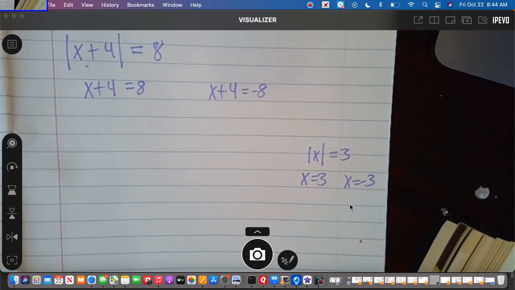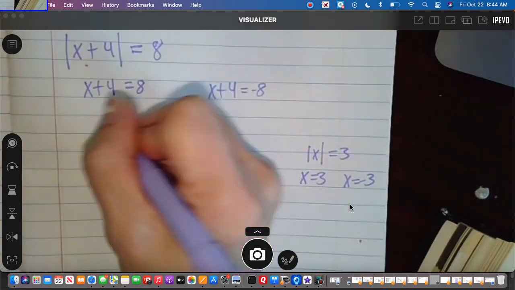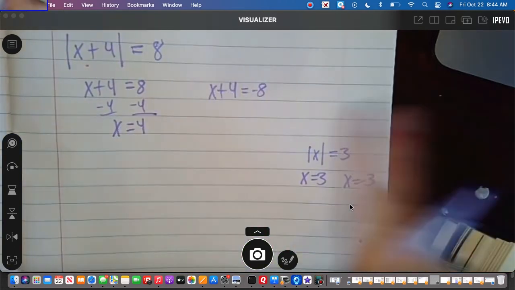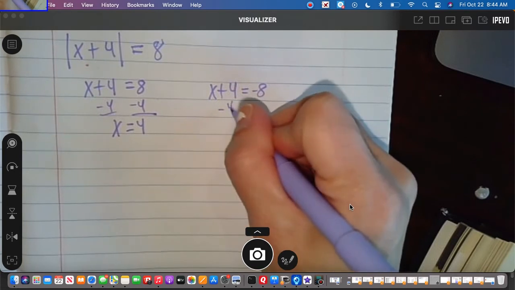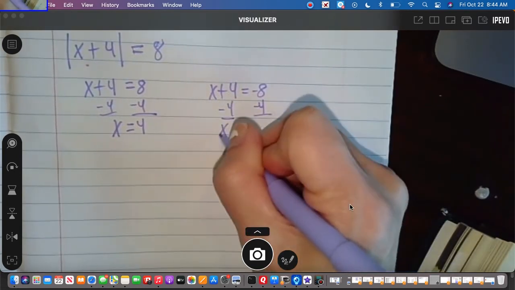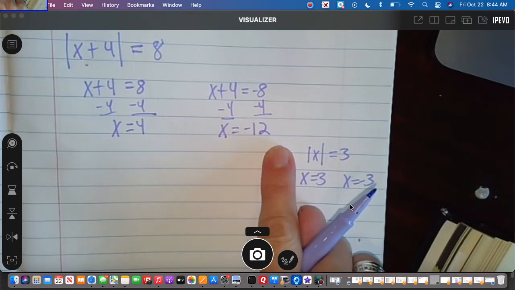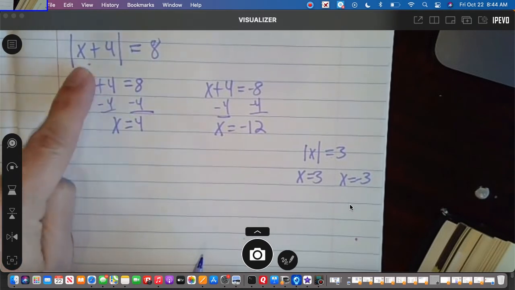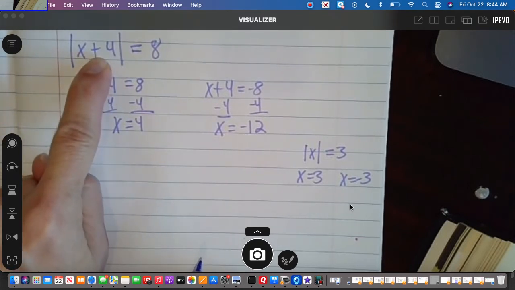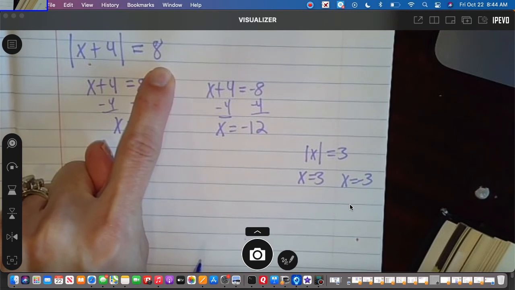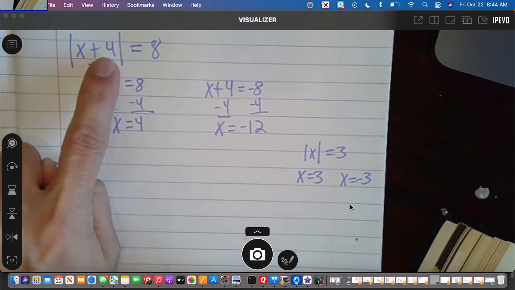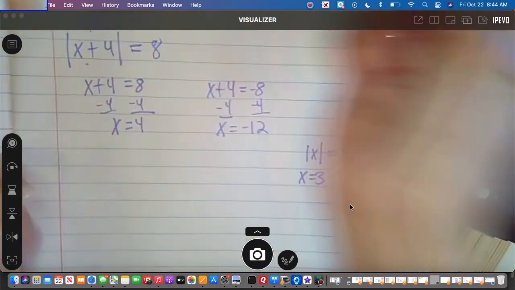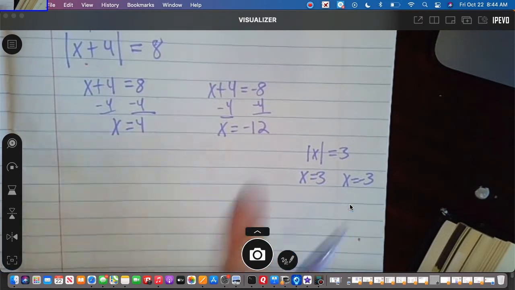Now let's solve, okay? How would I solve this one? Subtract 4. So x equals 4. On this one, what do I do? Subtract 4. So x equals negative 12. And I promise you, if you plugged both of those answers in, it works. What's 4 plus 4? 8, and the absolute value of 8 is 8. Now let's try the other one. What's negative 12 plus 4? Negative 8. And what's the absolute value of negative 8? 8. So that's why those are your 2 answers.